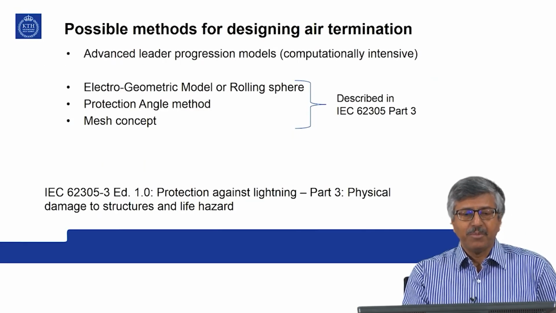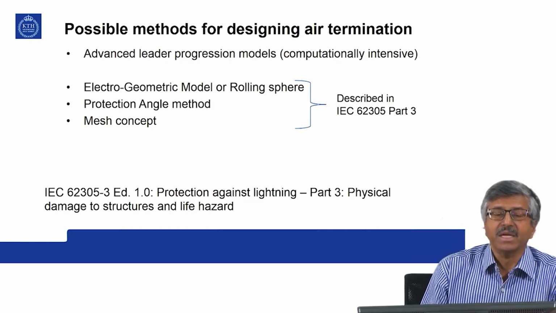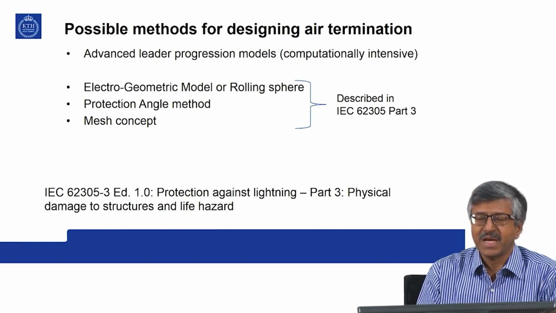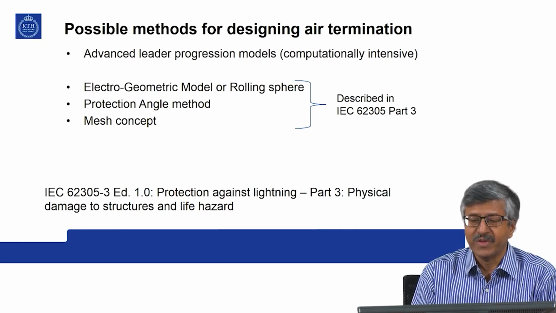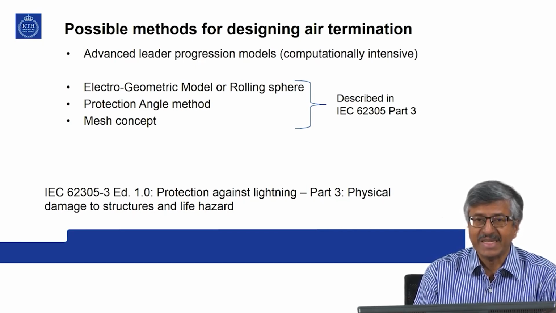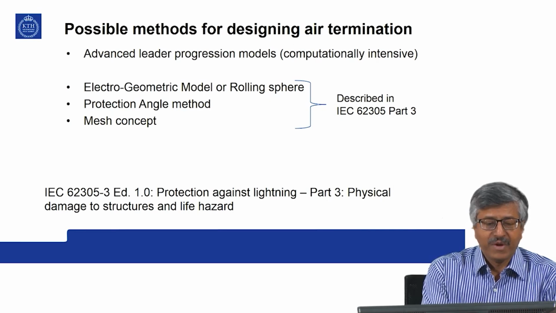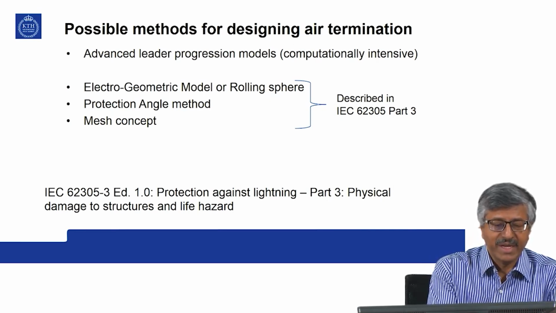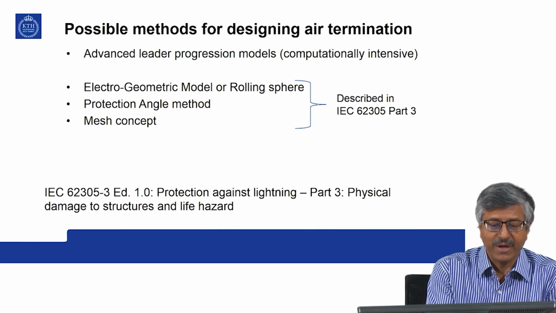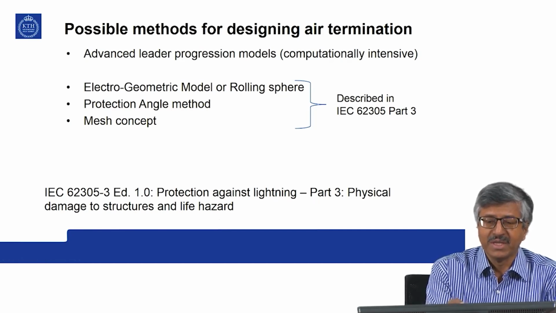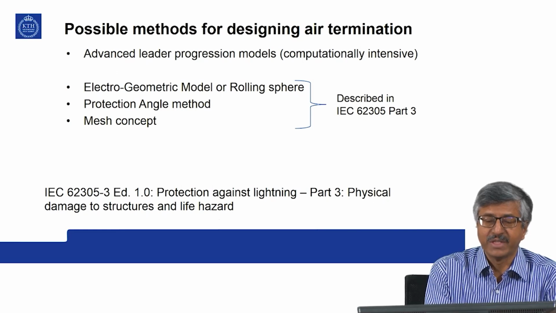Now, there are several possible methods for designing air terminations. This is a vast subject, and it is beyond the scope of this course to go into the details. So, instead I will give a reference to you. If you refer to the International Electrotechnical Commission Standard 62305, Protection Against Lightning, Part 3, Physical Damage to Structures and Life Hazard, you can find all these methods described very well there with illustrations.